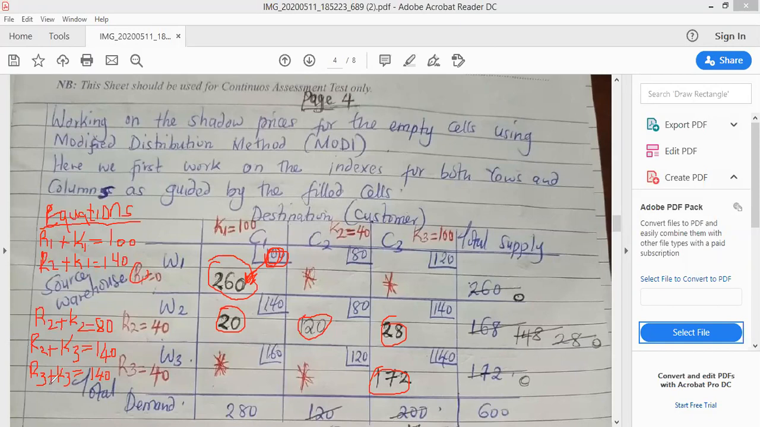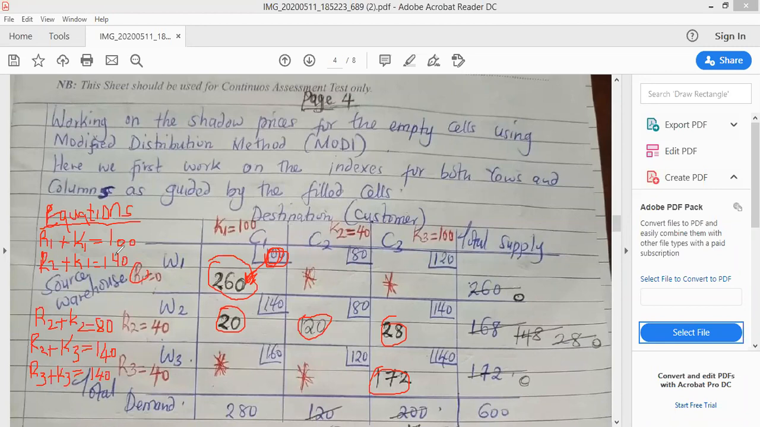evaluate these figures we are calling L1, L2, L3, up to the point you have exhausted all the variables. In other words, you have moved from L1 all the way to L3, and then K1 all the way to K3. And I've used the filled cells to form my equations. That is the first thing we do under the modified distribution method: you compute the indices based on this.